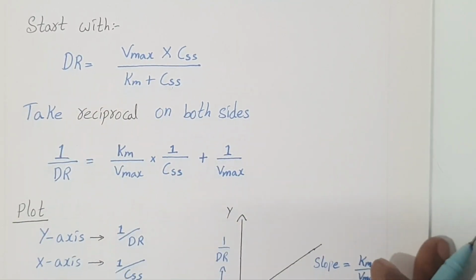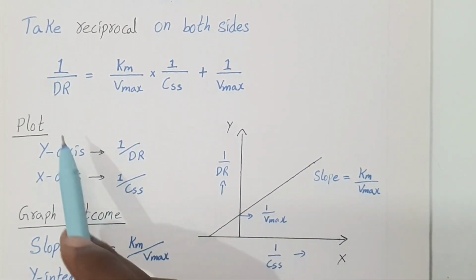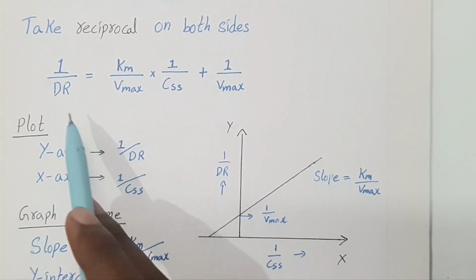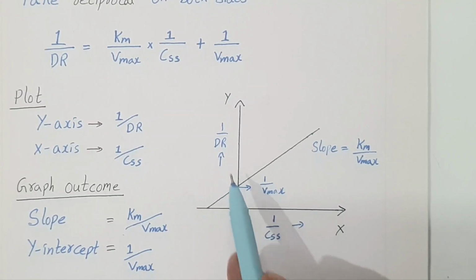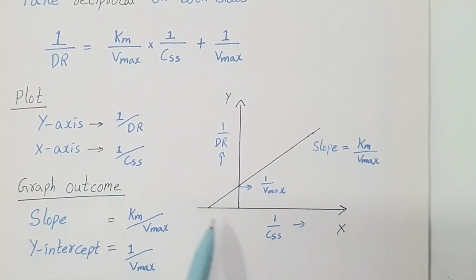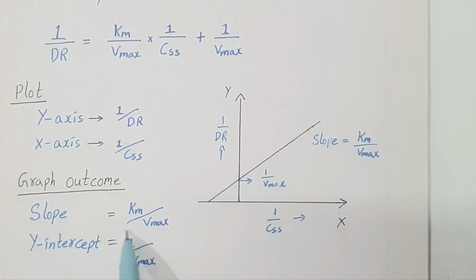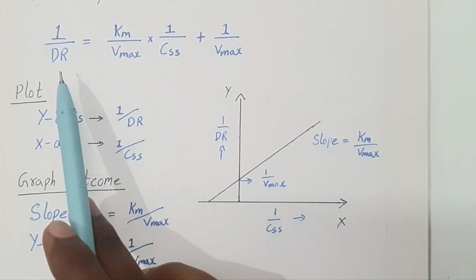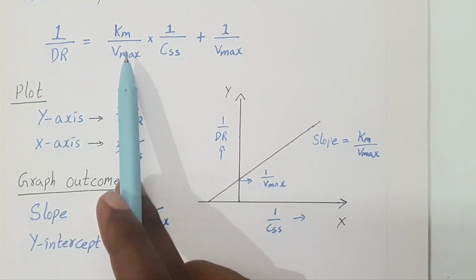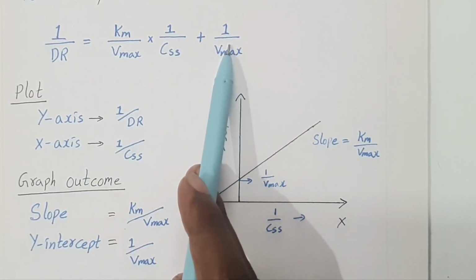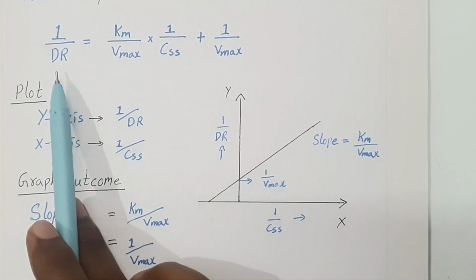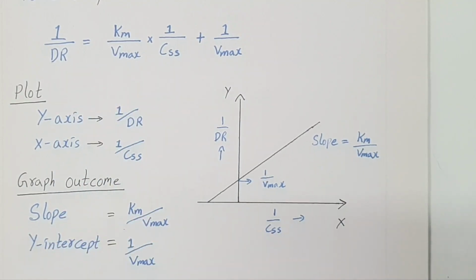Then we have to plot the graph. On the y-axis you take 1 by DR, and on the x-axis you take 1 by Css. So our graph outcome will be slope equals Km divided by Vmax, and y-intercept will be 1 by Vmax, as it is in the form of y equals mx plus c. So c, m, x and y values are here.